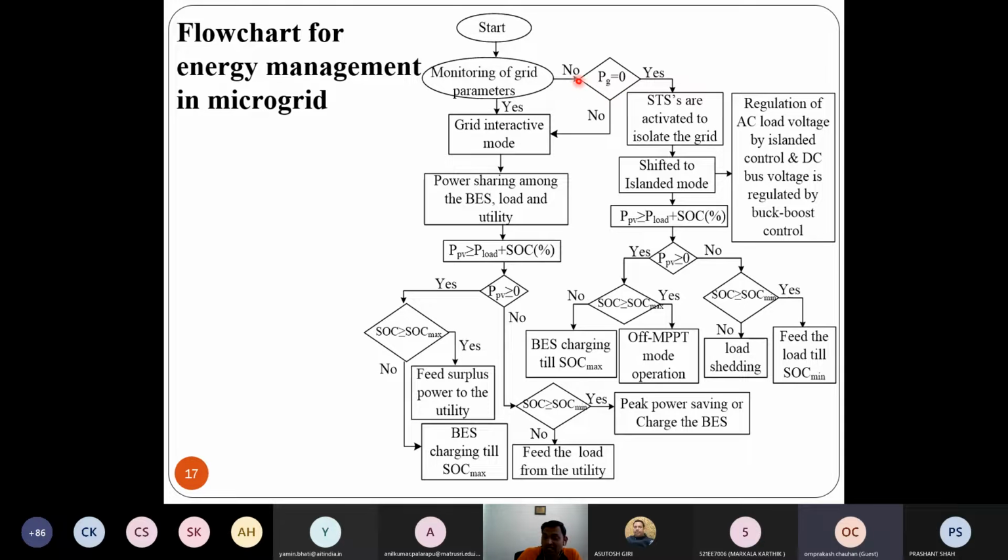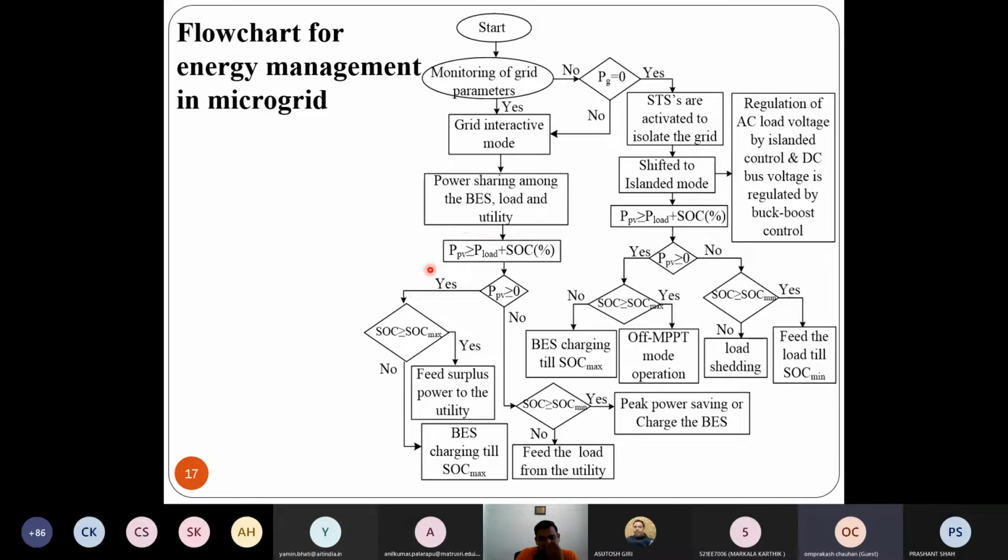If the grid power is not 0, we are drawing power from the grid. So we will operate in grid interactive mode. Power will be shared between the grid, battery energy storage and load.